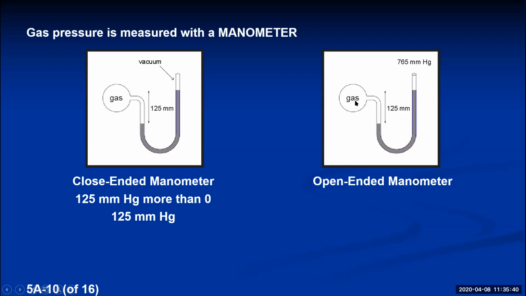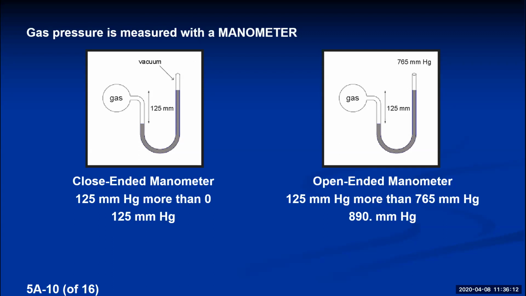So that means the gas's pressure and the atmosphere's pressure are 125 different from each other. And the way you figure out which one is higher is you see which one is pushing its mercury down more. And our gas is pushing its mercury down way more than the atmosphere is. So that means the gas's pressure must be higher than the atmosphere's. And in fact, it'll be 125 millimeters more than the 765. So you add those together, you'll get the pressure of the gas in this open-ended manometer.